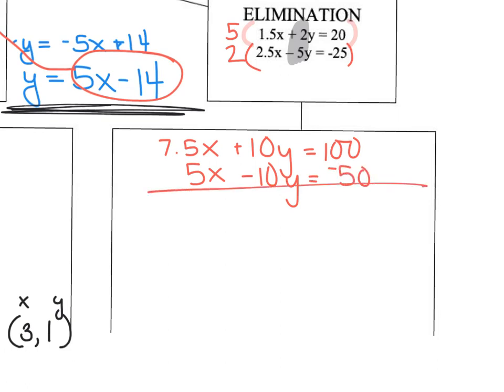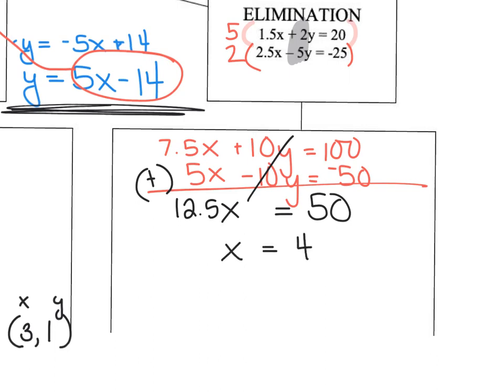Now what I do is I stack and I add these equations. That's going to produce 12.5x. These two terms are eliminated, which is the whole point of this method, equals 50. Now I have this very simple equation where if I divide both sides by 12.5, I get x equals 4. So halfway there.